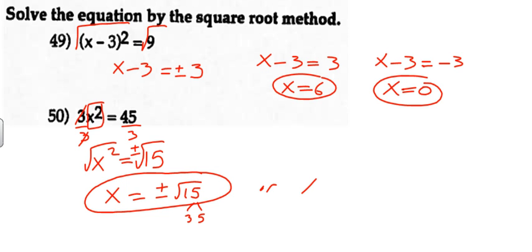Or, of course, you could just write x is equal to positive square root 15 and negative square root 15. Either one's acceptable.